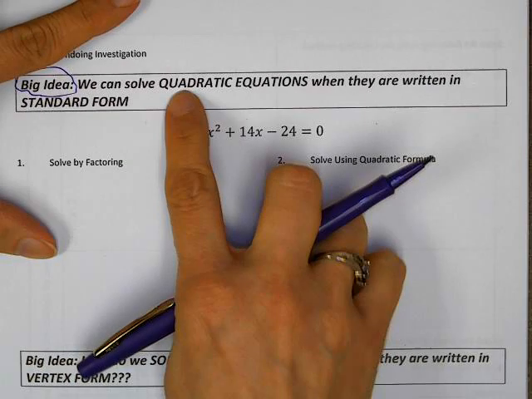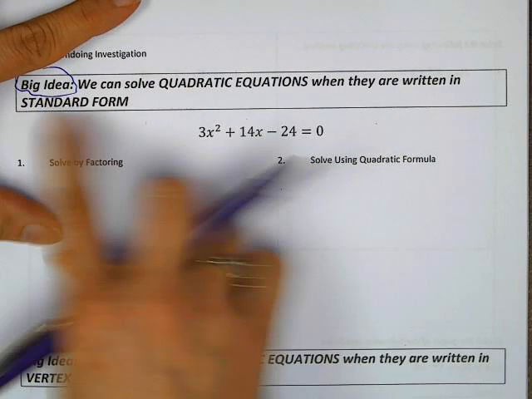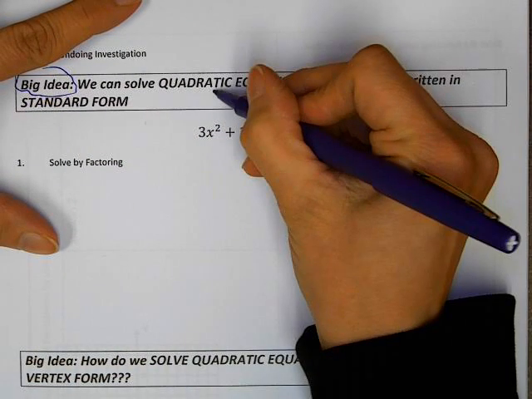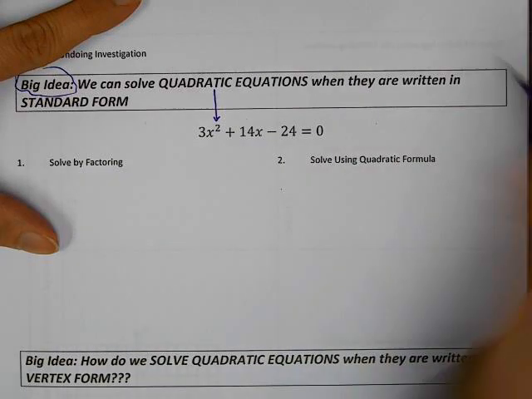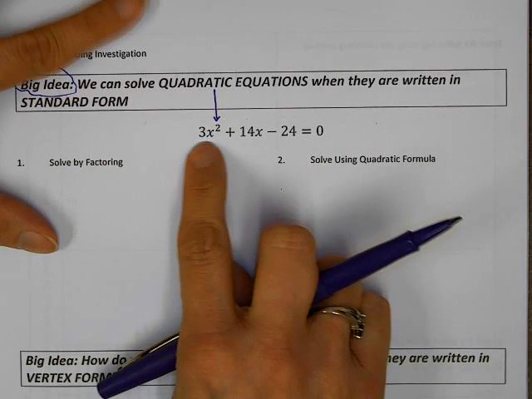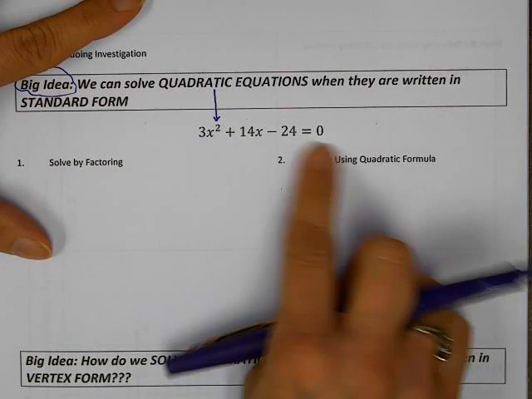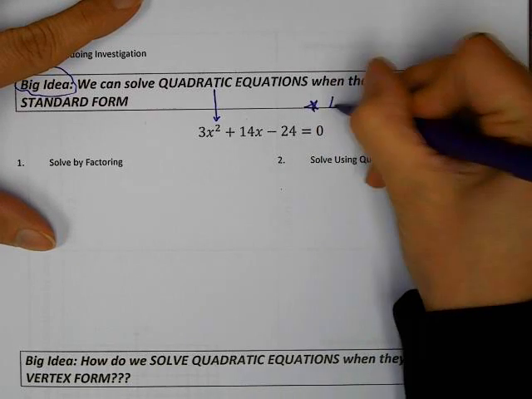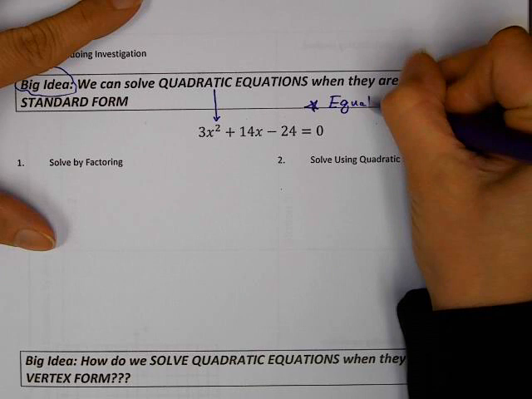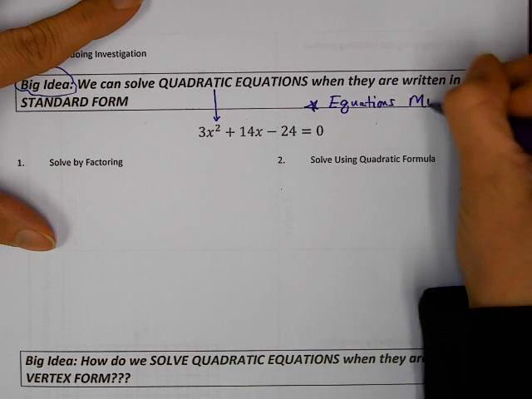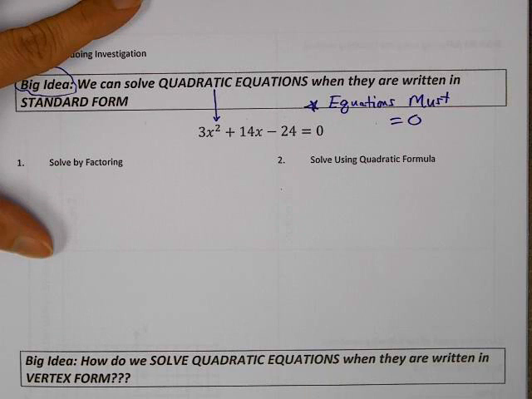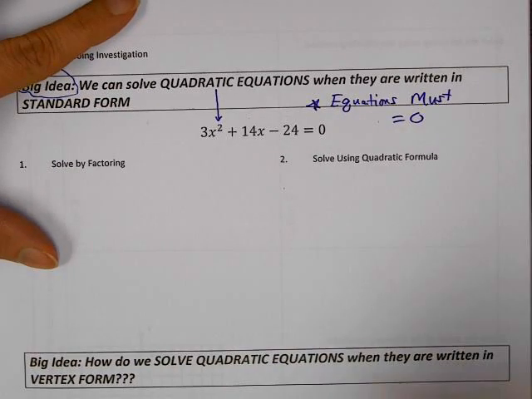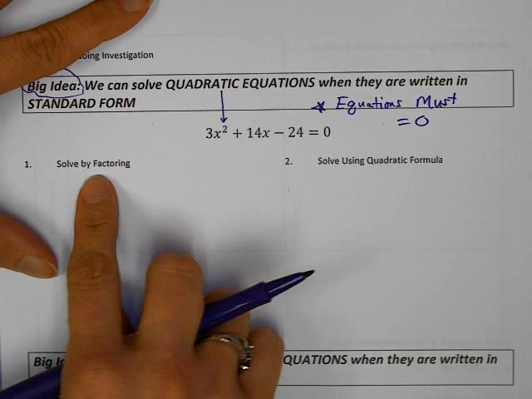How do you solve quadratic equations when they're in standard form? Okay, so here's an equation. It's quadratic because the power is 2, and standard form means it goes from highest power to the least power. Now I'm noticing that we already have our 0, and let's just make sure equations must equal 0. And if it's not, then just move everything over so that we have the 0. Okay, so the first thing we could do is solve by factoring.